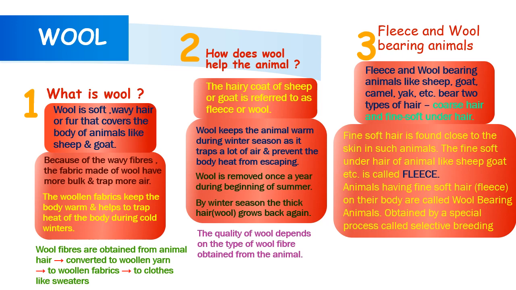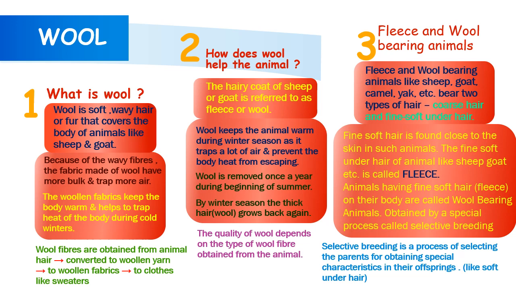Animals having fine soft hair on their body are called wool-bearing animals, obtained by a special process called selective breeding. Selective breeding is a process of selecting the parents for obtaining special characteristics in their offsprings.